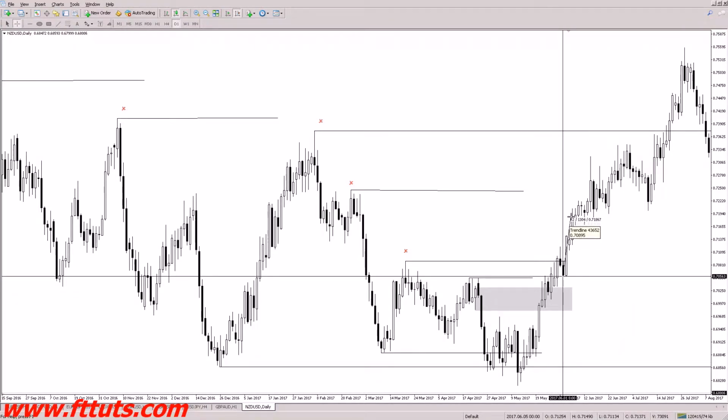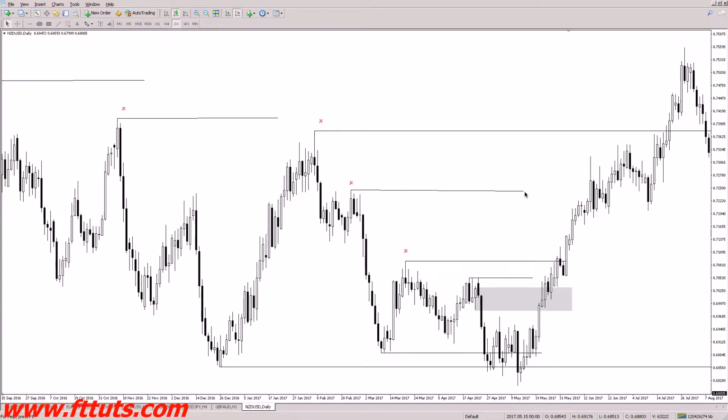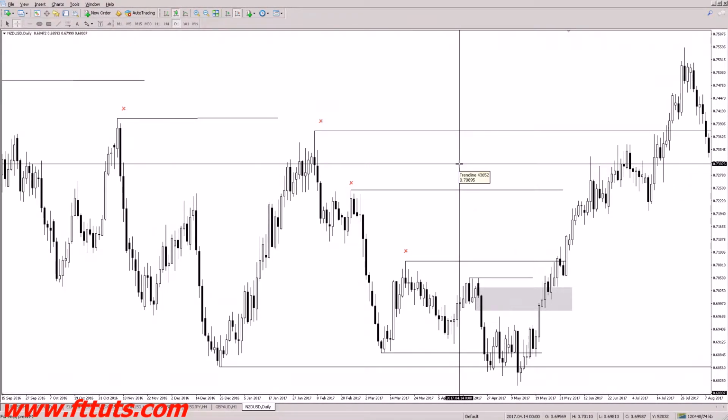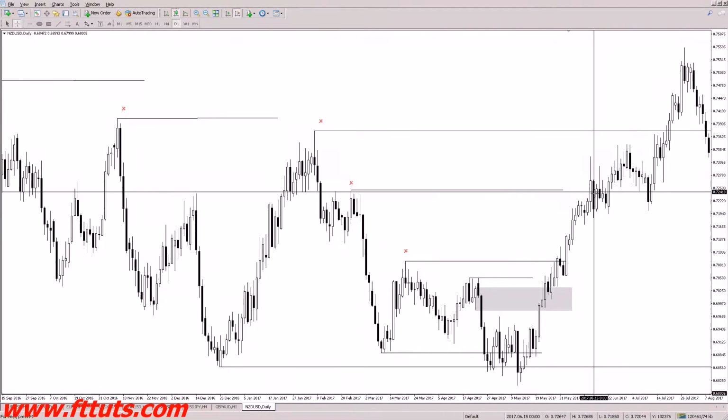Expansion up again. Where did the expansion come to? Came to this high right here, all right? So as you can see, we got an expansion through that high. Yes, price did come to a bearish order block, and it dropped back into the range again.